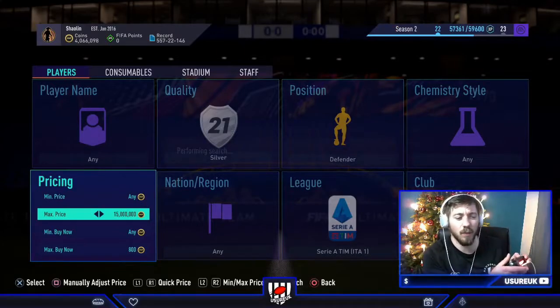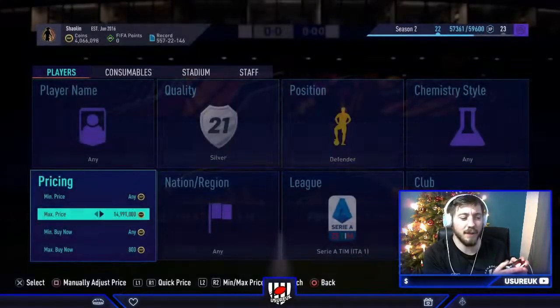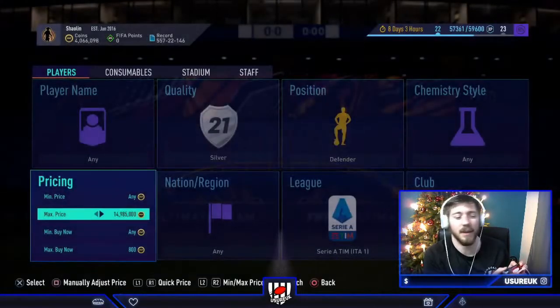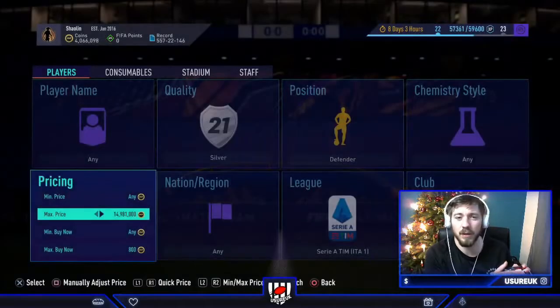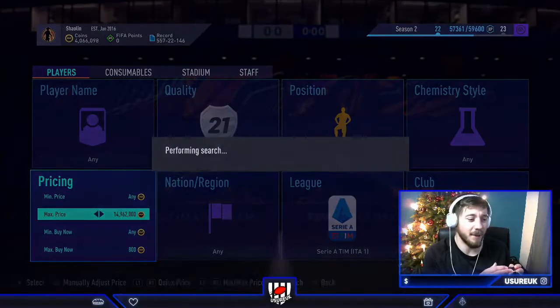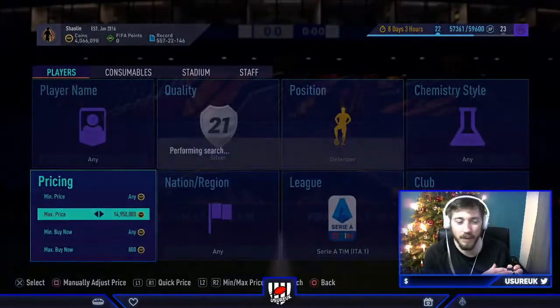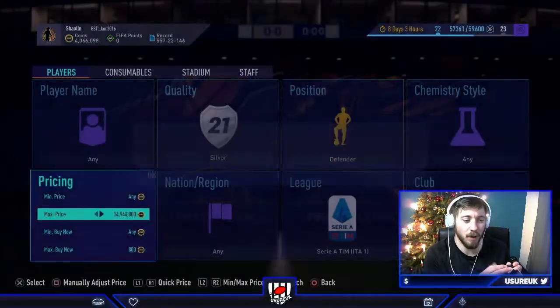So you're just going to go down one and press triangle, down one and press triangle. The only reason you have this is because if they have a max price of 15 million, then they're going to come up under the filter for a max buy now price of 800, or any filter. Obviously, with a max buy now of 15 million, of course these silvers are going to come up, because they can't possibly be too expensive to not come up on the filter.